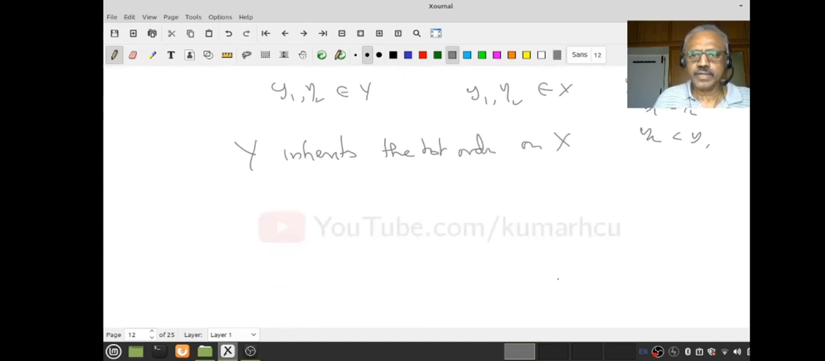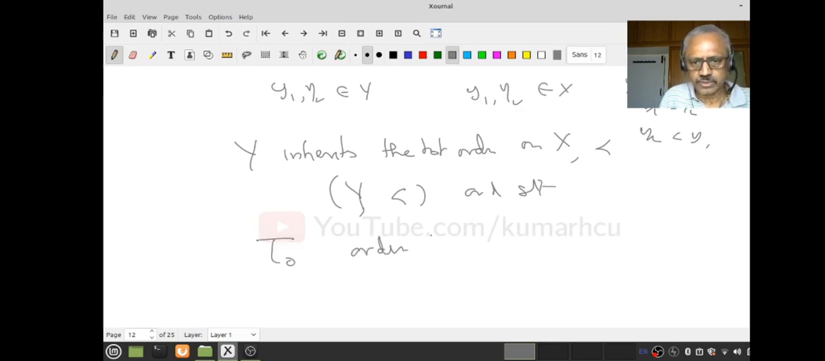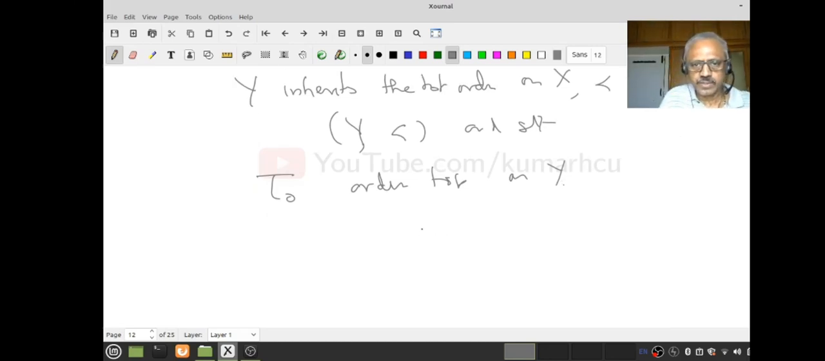Therefore Y is also an ordered set, and we again denote it by this. Therefore Y is an ordered set. Therefore I have a second topology, I have tau o, the order topology on Y. Do you follow that? Please think about it.